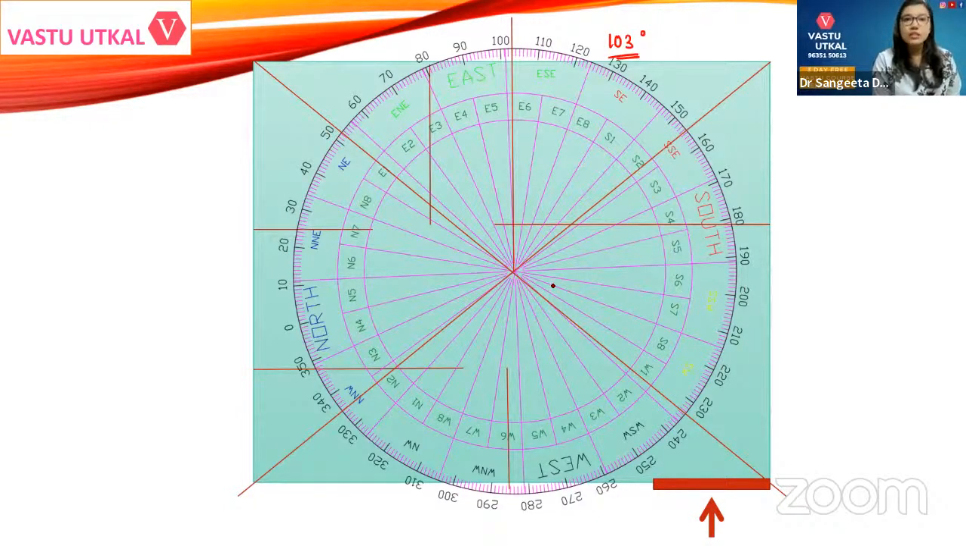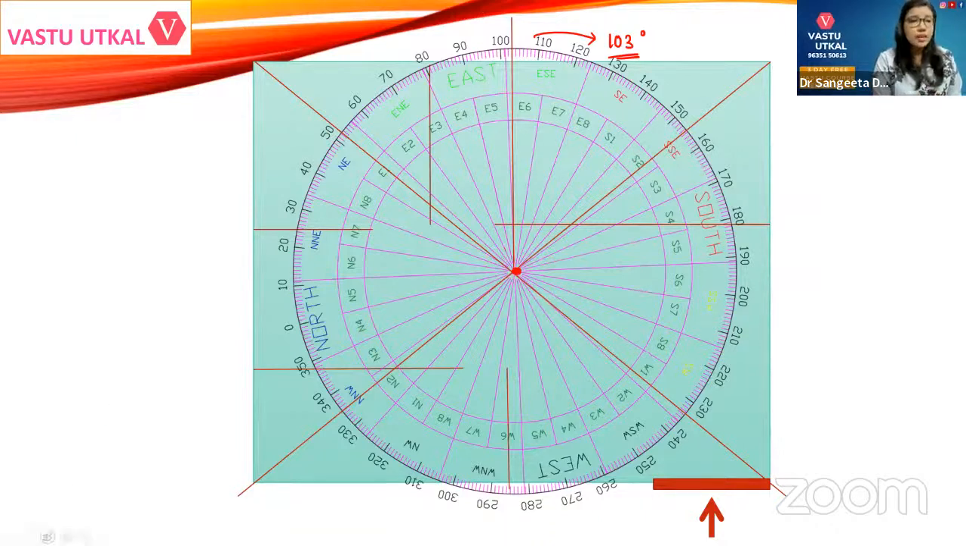So I have just rotated the chakra. The center is still superimposed with the chakra center. And now the reference line is aiming at 103 degrees. Once both of these are superimposed, reference line superimposed with the degree on the chakra and the center of the chakra superimposed with the center of the house map, your house map gridding is done.